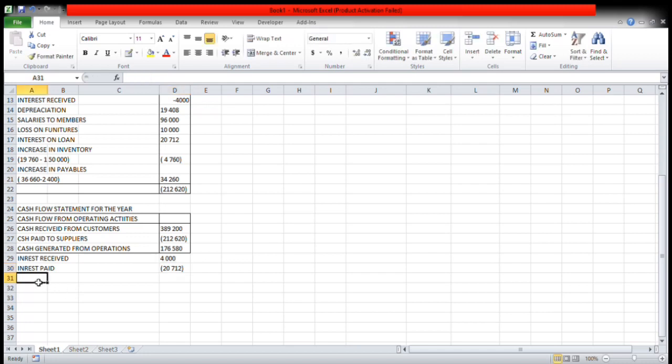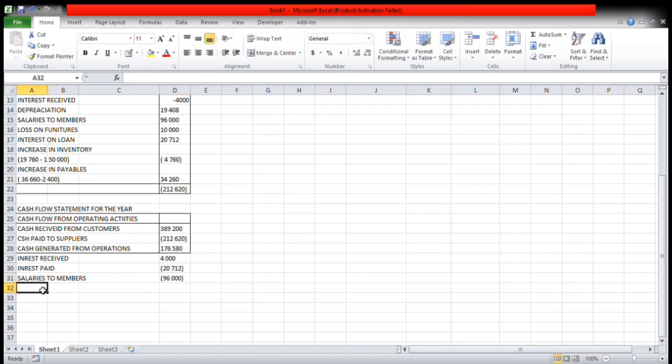So let me not forget about the salaries to members. The amounts that I'm talking about here are the amounts that I'm talking about. So don't be confused. It's 96 because there it was not inside the brackets. This time it's going to be inside the brackets, 96,000.